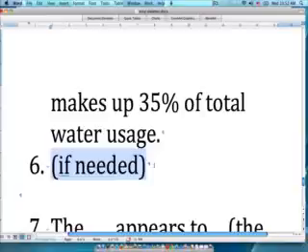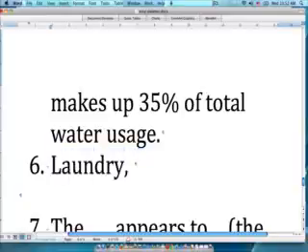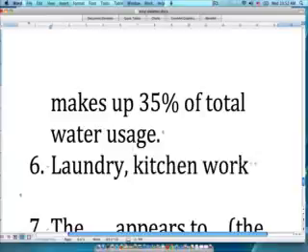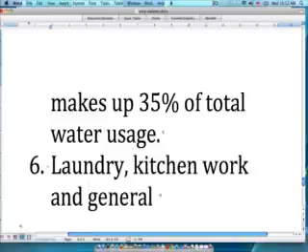So for us, we only have a few more things we have to talk about. There was laundry water usage, kitchen water usage, and general cleaning. And each of those had rather small percentages. So I recall the laundry was 9%, the kitchen was 5%, and the general cleaning was 2%. So let's just start with something like laundry, kitchen work, and general cleaning.